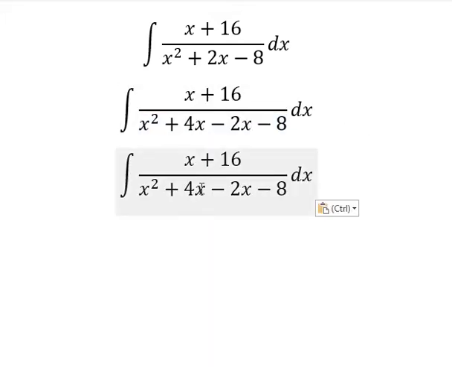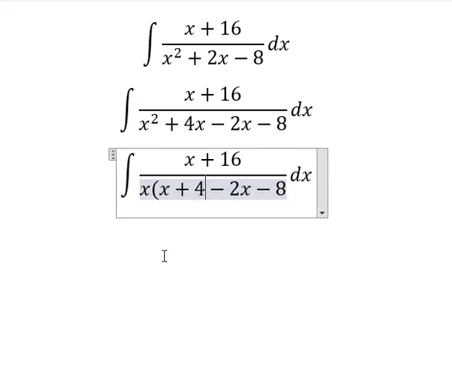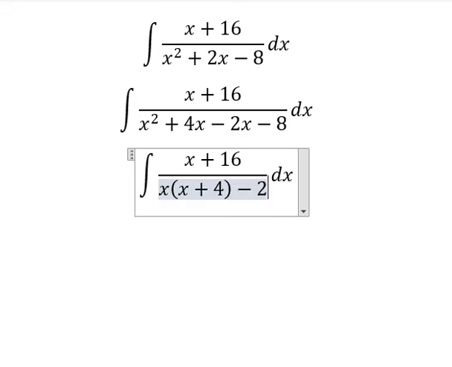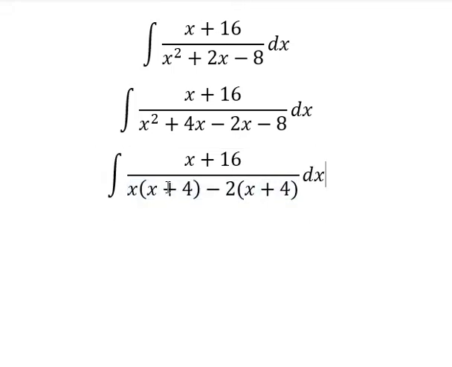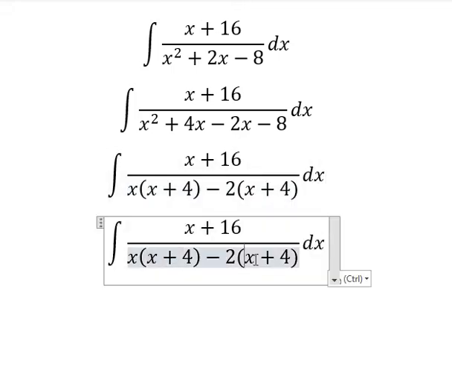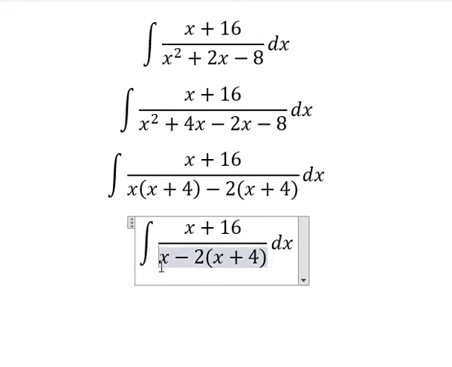Next, about x and x, we can do factorization. This one we can do another factorization by negative number 2. X plus 4, x plus 4, we can do another factorization.